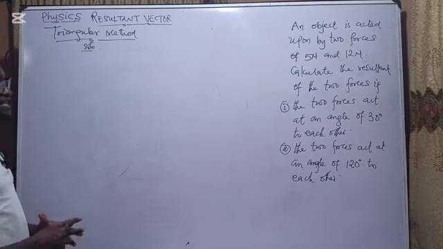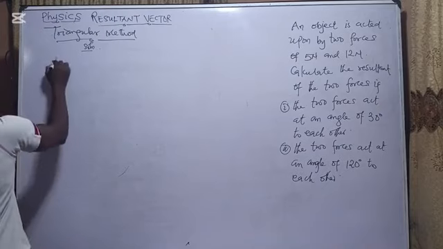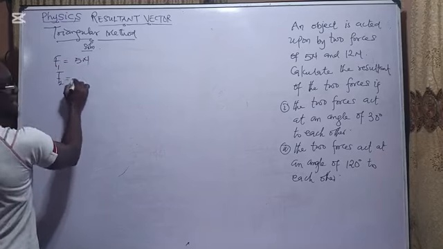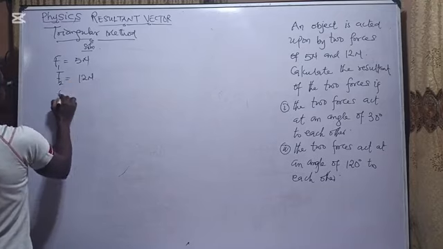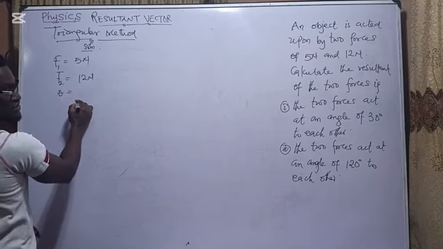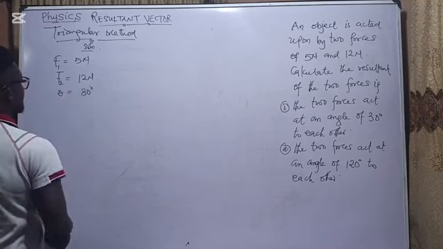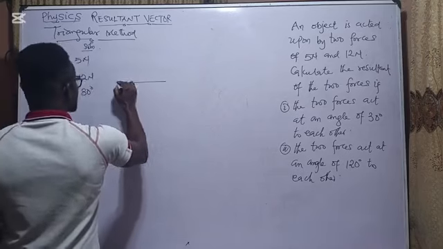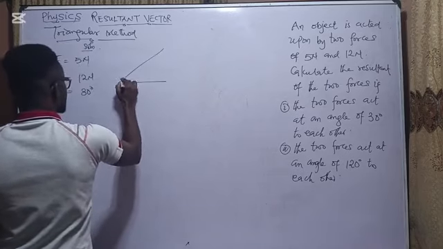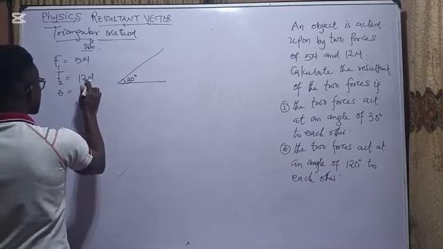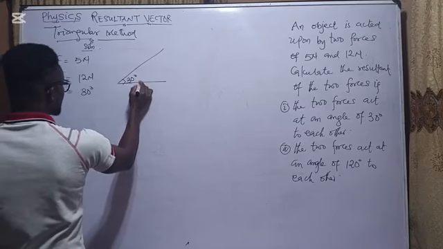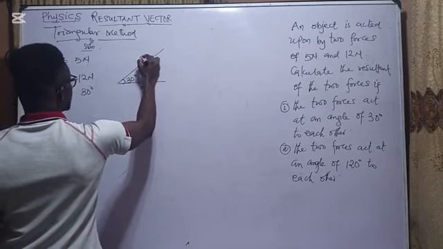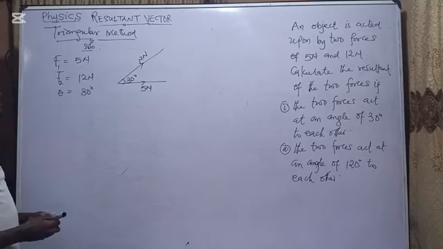If the two forces act at an angle of 30 degrees, so we have two forces, F1 as 5 Newton, F2 as 12 Newton. Then the angle of separation is 30 degrees. So in this case, we can just put up the two forces here. Here is 30 degrees. The shorter force there is 5 Newton, right? So we can have 5 Newton. The longer one, we have 12 Newton. So we have the two forces here.